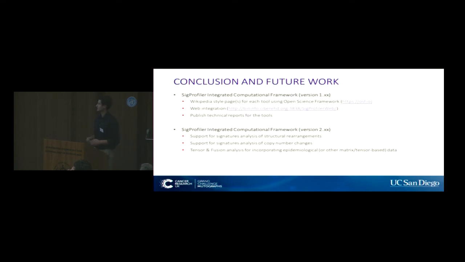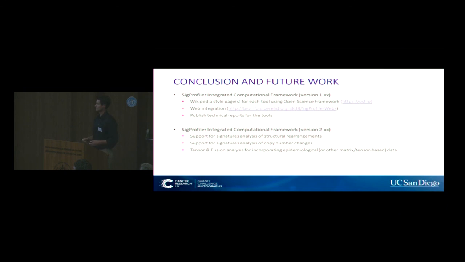So in conclusion, we've essentially developed a standardized pipeline that allows you to go from your variants all the way through to signature analysis. Ultimately, we're attempting to provide Wikipedia-style documentation that allows more ease of use, because it's very difficult for a new user to try to use bioinformatics tools. So the idea is we want to make these tools as usable as possible to the general public.